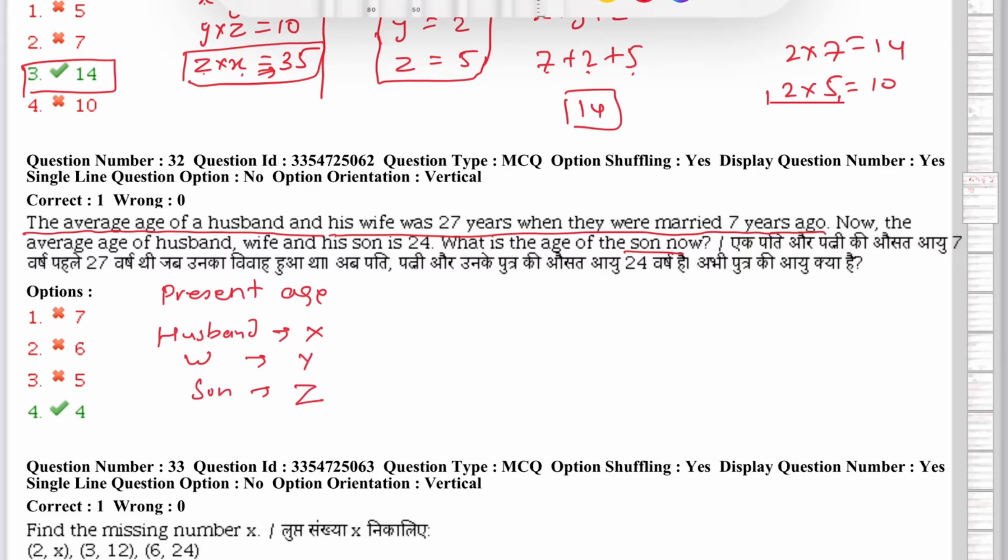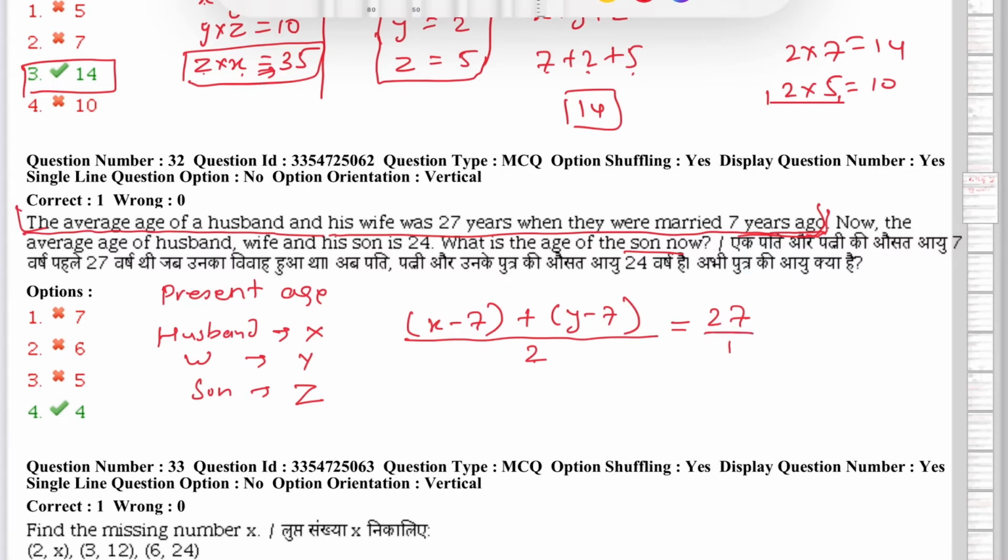Now what is written is the average age of a husband and his wife was 27 years when they were married 7 years ago. So X minus 7 plus Y minus 7, because only the average age of husband and wife is given in this sentence, the average age of the son is not given. To find the average we have to divide it by 2 because there are two quantities here, and it will give us the value 27. So this is the equation for this sentence.